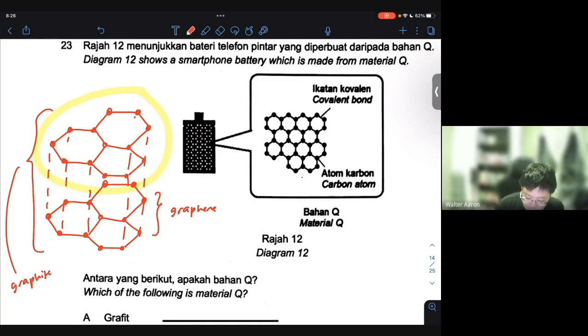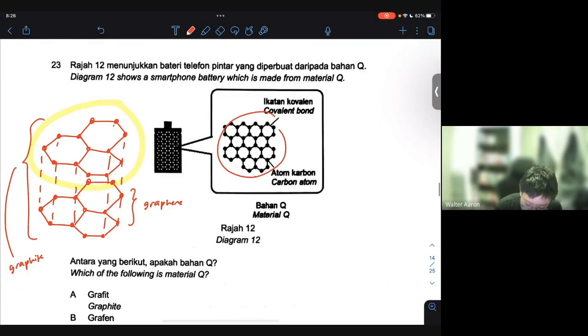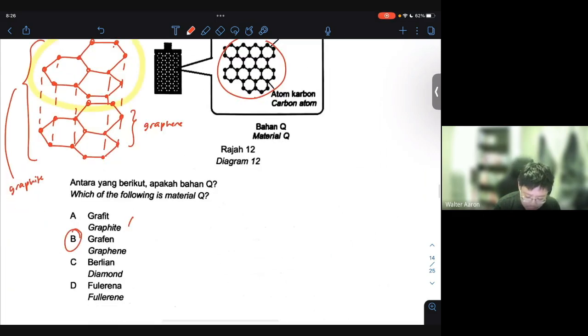So it's a different story. This is just one layer that's placed in the battery. Please don't get confused. Number 23 over here is referring to graphene, not graphite. So be very careful with that. Not diamond, not fluorine as well.